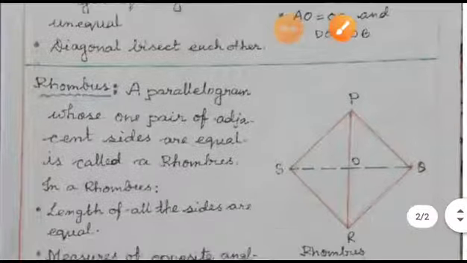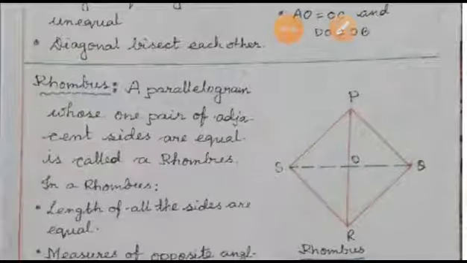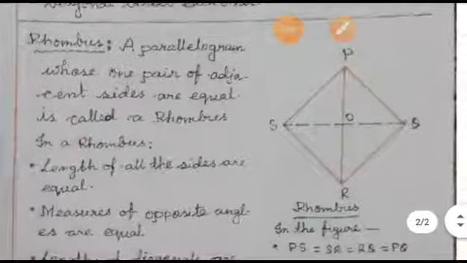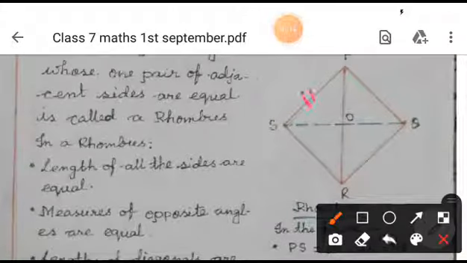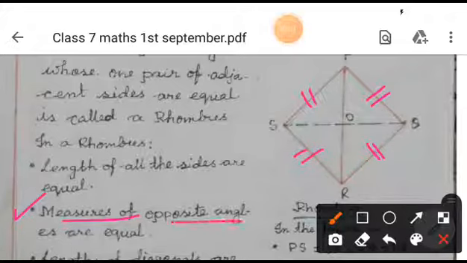Now we are going to study about rhombus. What is a rhombus? A rhombus is a parallelogram whose one pair of adjacent sides are equal. So what are the features of a rhombus? The lengths of all the sides are equal. You can see that all the sides are of equal length in a rhombus. Next, the measures of opposite angles are equal. So here in this case the opposite angles are of equal measure.